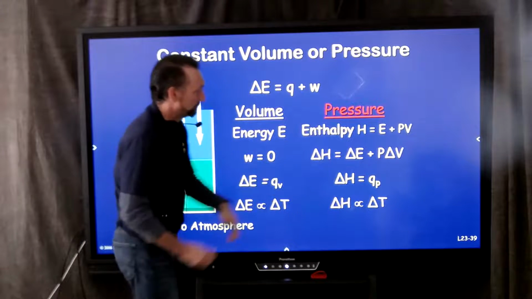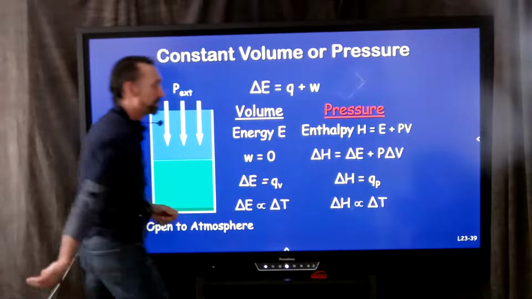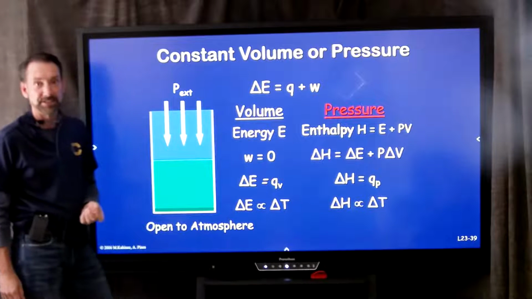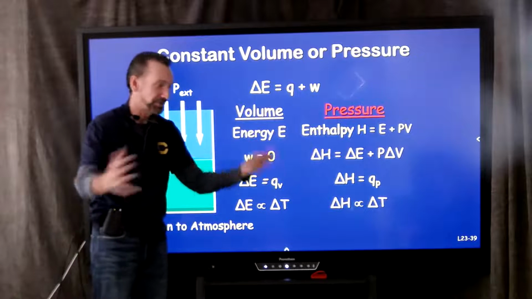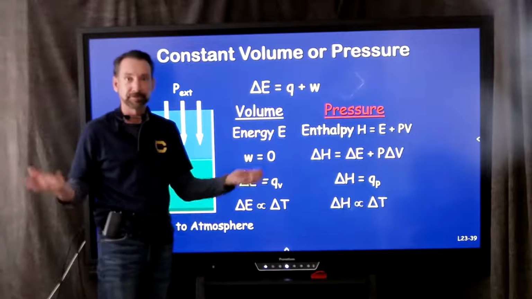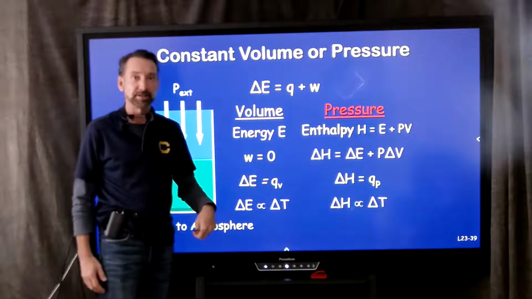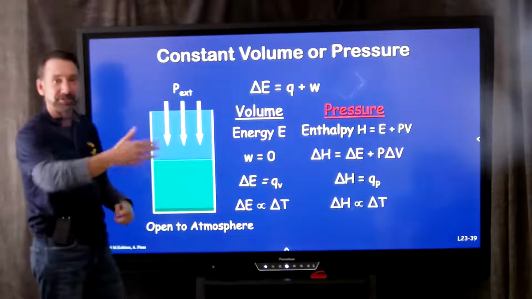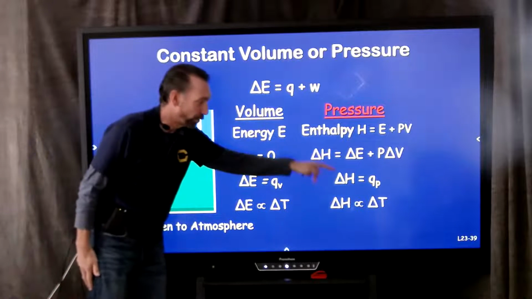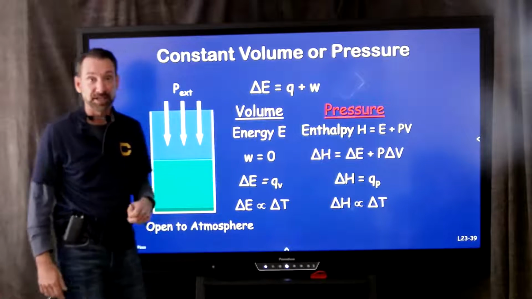So that's why we do it. And under constant pressure, delta H is proportional to delta T. So this enthalpy thing just comes in because it's convenient to work at constant pressure, and we can measure heats going in and out of a system by constant pressure and correlate that directly to a state function.